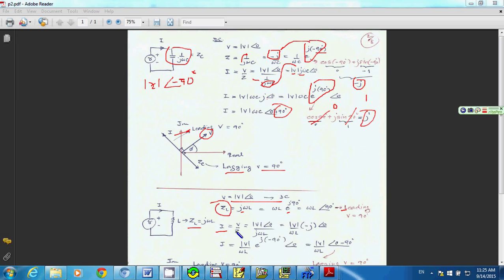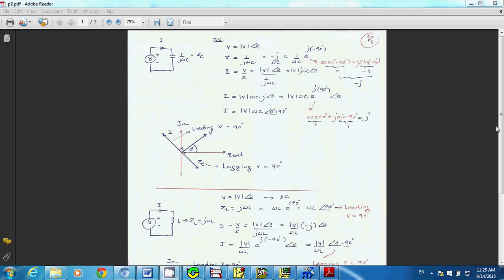For the current, you divide the voltage by Z, and then you lift that up, so you get negative j. You can write negative j as exponential j negative 90 degrees, so you end up with the phase of negative 90 degrees. That's why your current has a phase lagging compared to the phase of your voltage, while the impedance of the inductor is leading the phase of the voltage by 90 degrees. Okay, so that's the basic concept.